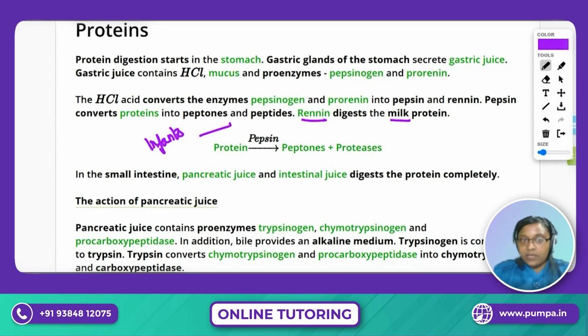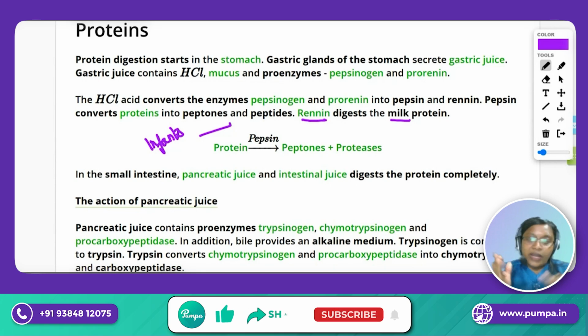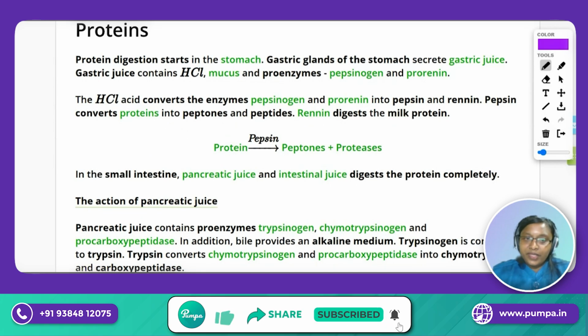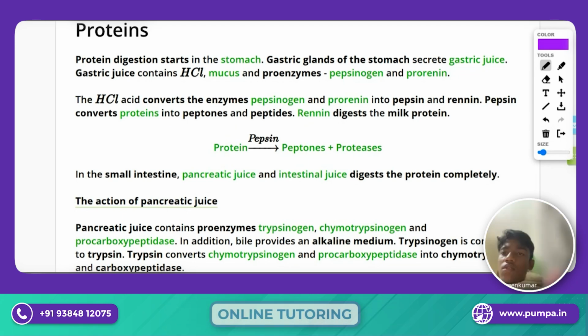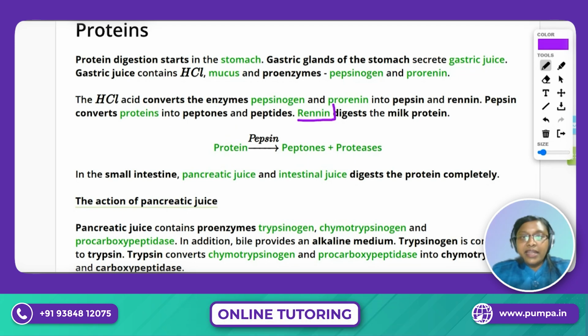We have to choose pepsin or renin. Which will you choose? What enzymes will be in the body of infants, newborn children? Only renin will be there.